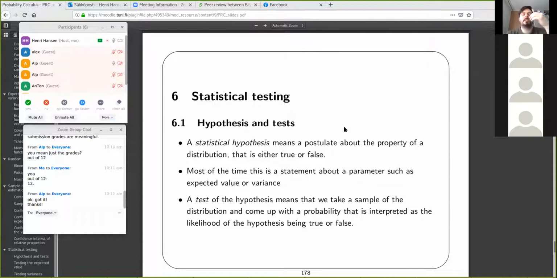So statements such as, the expected value is pretty close to zero, or the two expected values, I mean, we have two variables and their expected values are the same, or something like this. So a test of a hypothesis is you can think of it as an experiment, and you should think of it as an experiment that is done ex ante, before you have your data. You should formulate your hypothesis.